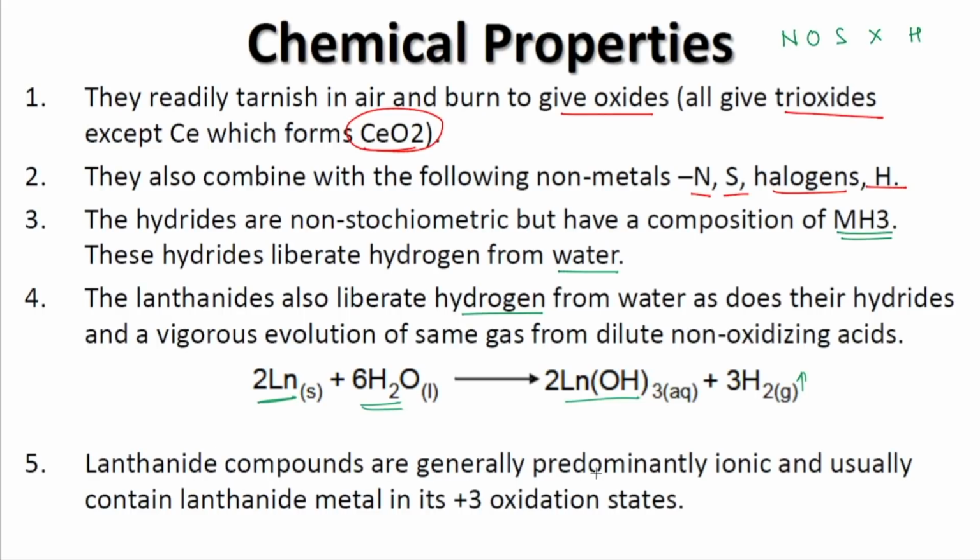Lanthanide compounds are generally predominantly ionic and usually contain lanthanide metal in +3 oxidation state. As I told you, lanthanide elements have similarities with the group 2 elements. Group 2 elements form ionic bonds, so they also are quite ionic in nature.